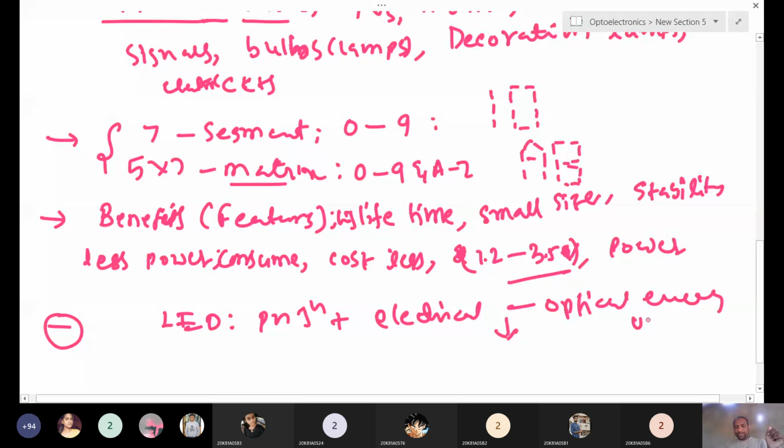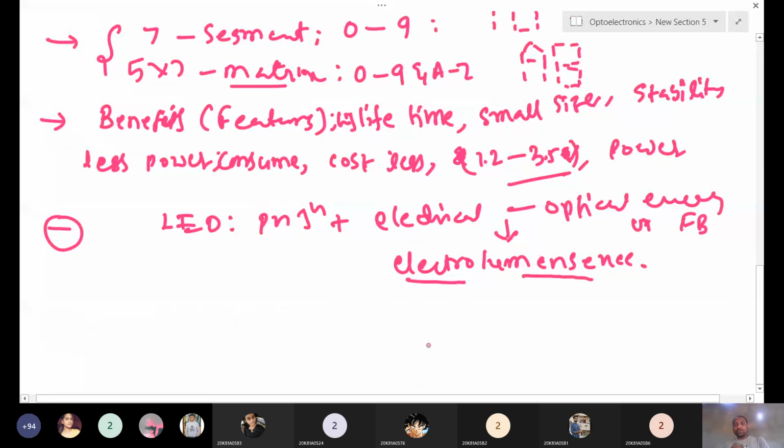And you can call this electroluminescence. Electroluminescence means they are taking electrical energy and producing optical energy, light or photons. Photoluminescence means they take photon energy and emit electrical energy. But here the LED is electroluminescence, taking electrical energy and producing optical energy.